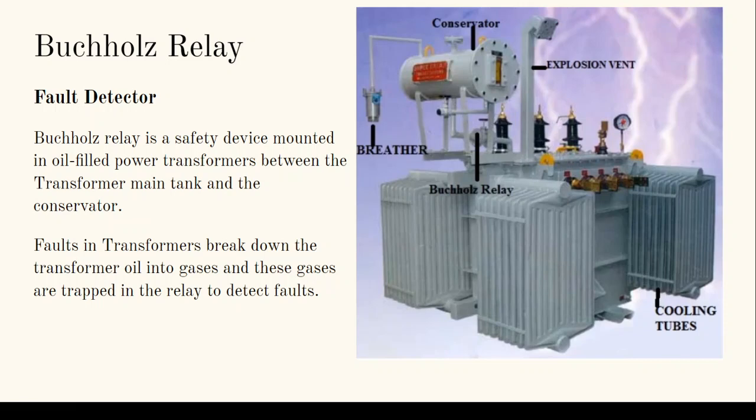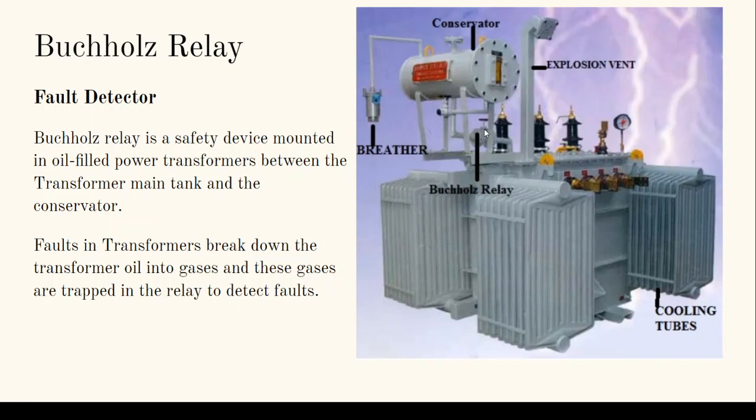In case there's a fault beyond control and the volume of bubbles are too many and the second switch is triggered, the transformer is shut down. So bubbles in transformer oil is undesirable. It only happens during the fault. What happens when you have a fault?